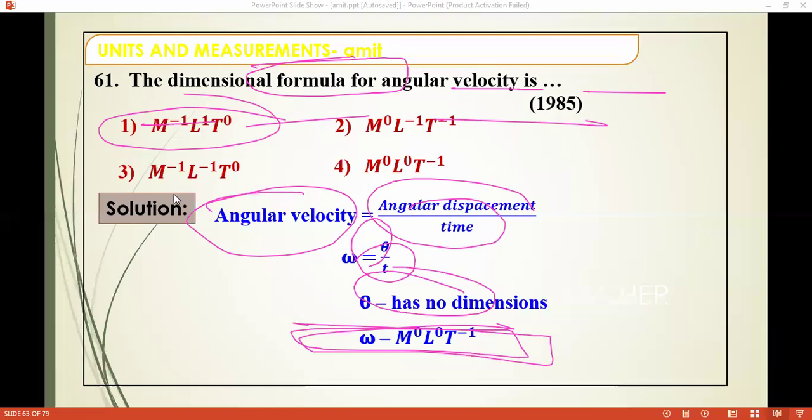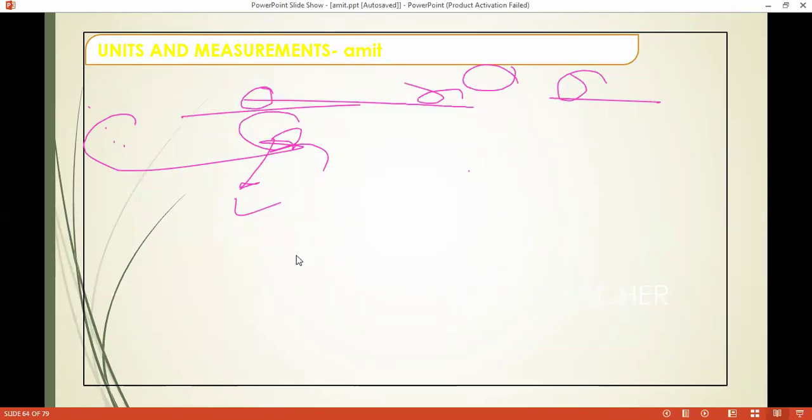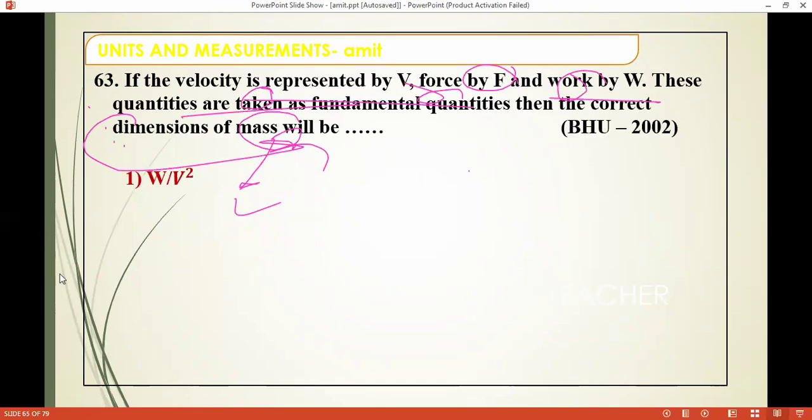Next question: a simple harmonic oscillator has a mass, amplitude, frequency and displacement x, and the kinetic energy equation is given. From the given values you can get the dimensions; basically, the displacement x will be L. You can check it one by one and you'll get the answer. It's an easy question. An equation is given and you can check whether it is correct or not.